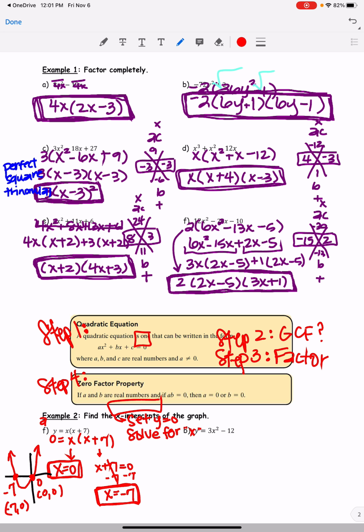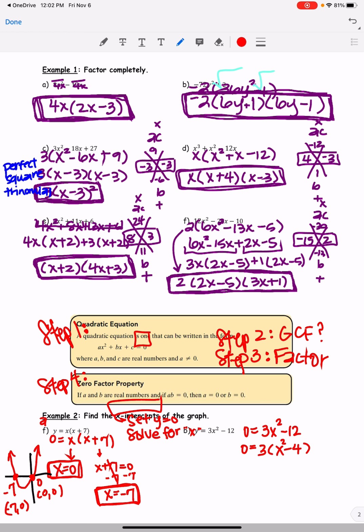Okay, on B, I kind of wrote over it, but we've got 0 equals 3x squared minus 12. So this one's not factored yet, so we do need to do that. So step 1, does it equal 0? And it does. Step 2, do I have a GCF? And I do. What's my GCF here? Hopefully you can see that it is 3. That's going to leave me with an x squared minus 4.